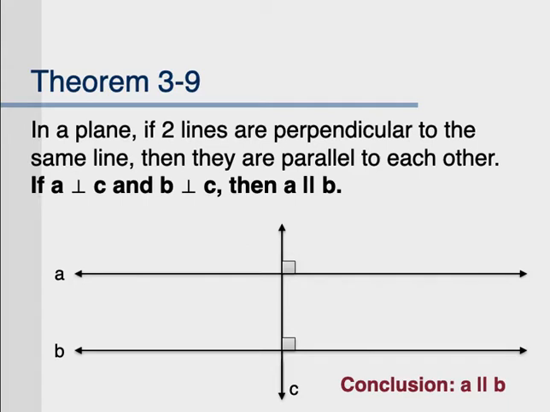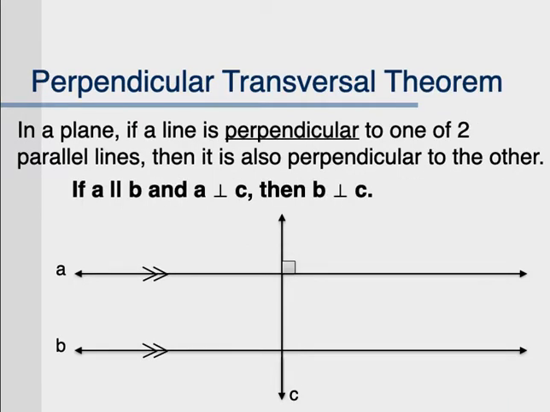Last theorem for the day coming up. Perpendicular transversal theorem. This theorem says that in a plane, if a line is perpendicular to one of two parallel lines, then it is also perpendicular to the other. In other words, if A and B are parallel, and line A is perpendicular to line C, then B has to be perpendicular to line C as well.